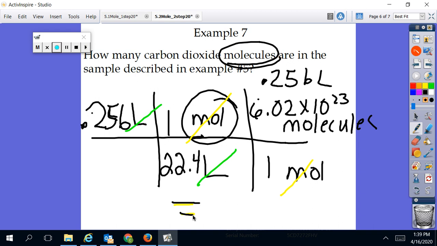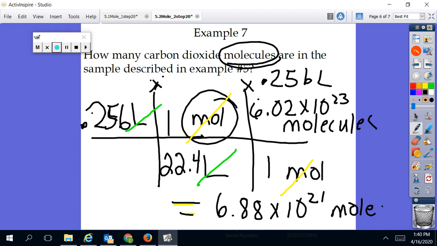So we've had our 2 steps. Got to get liters into moles, get moles into the desired unit, which happens to be molecules. Now our math, 0.256 times 1 times 6.02 times 10 to the 23rd divided by 22.4 divided by 1. Remember, everything on the bottom is divided. And you end up with an answer of 6.88 times 10 to the 21st molecules. And that is the answer to this problem.